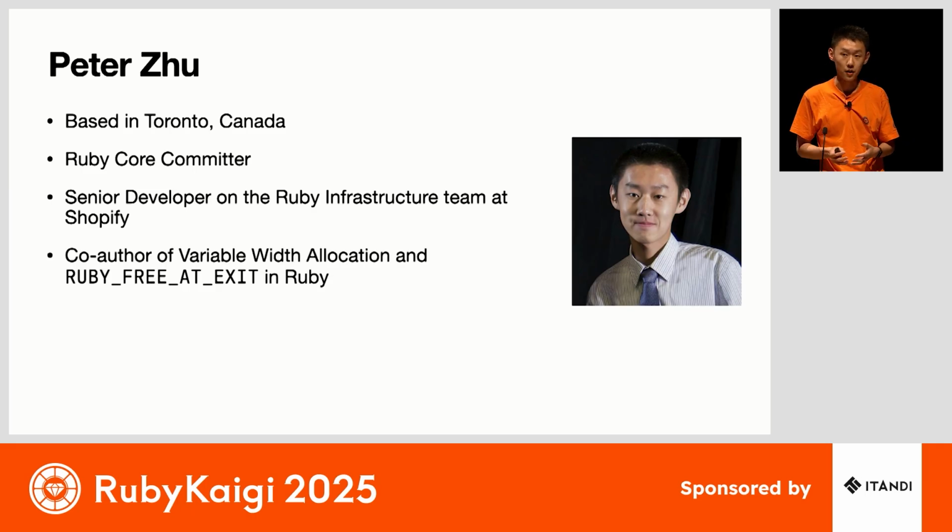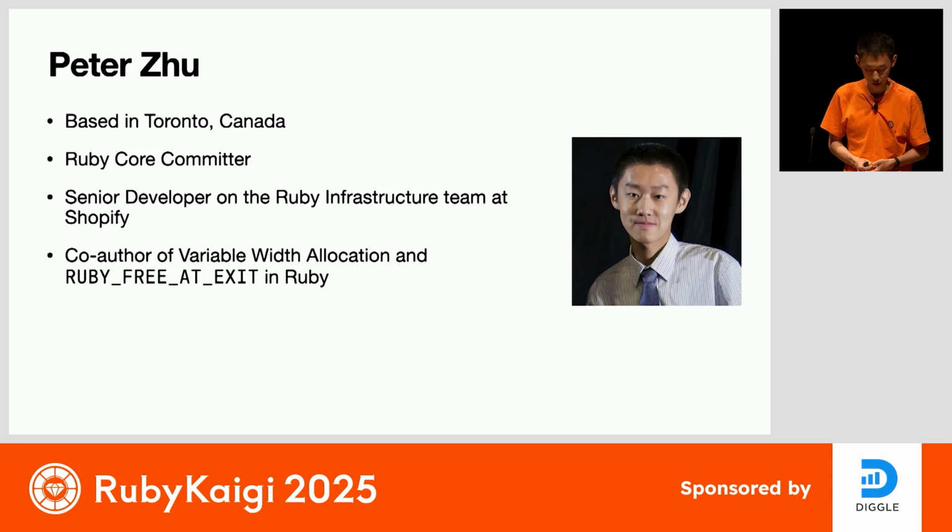I'm the co-author of variable width allocation in Ruby, which improves performance and memory efficiency of the Ruby garbage collector. I'm also the co-author of the Ruby free at exit feature, which frees memory at shutdown to allow the use of memory leak checkers such as Valgrind or macOS Leaks tool.